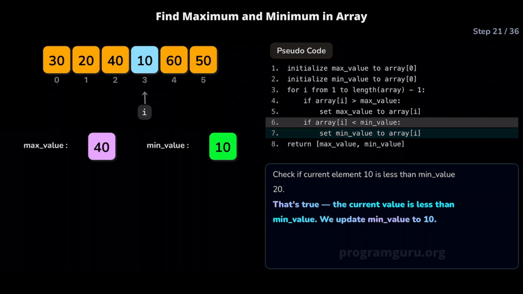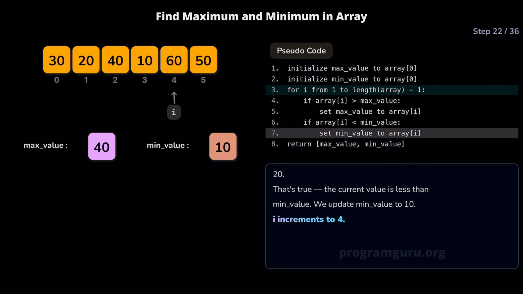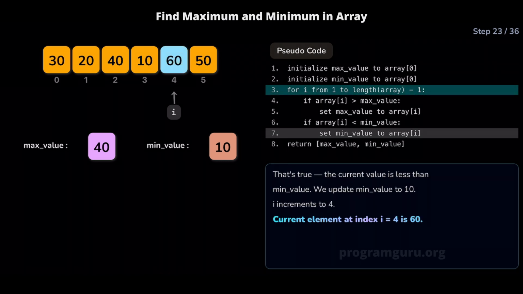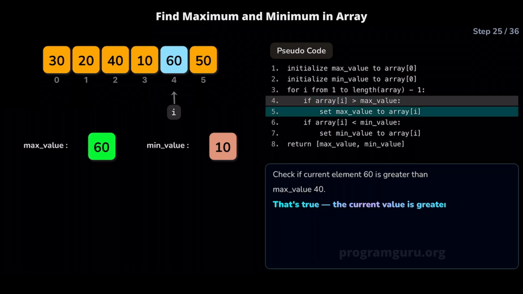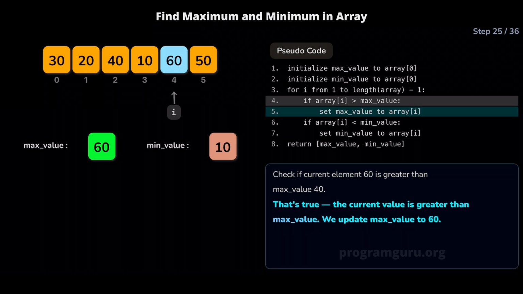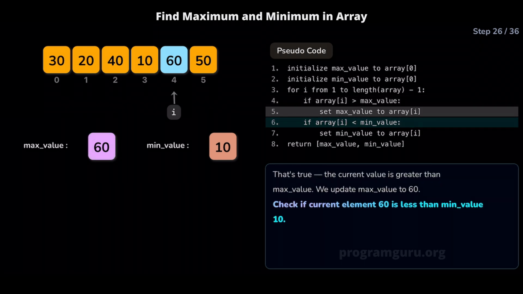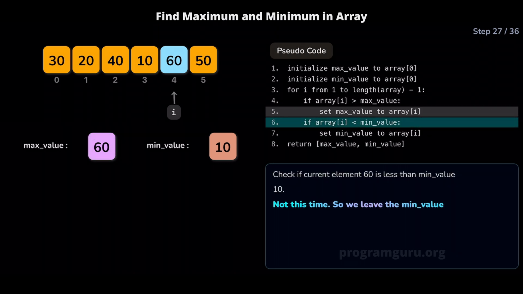i increments to 4. Current element at index 4 is 60. Check if current element 60 is greater than maximum value 40. That's true. The current value is greater than maximum value. We update the maximum value to 60. Check if current element 60 is less than minimum value 10. Not this time. So we leave the minimum value unchanged.